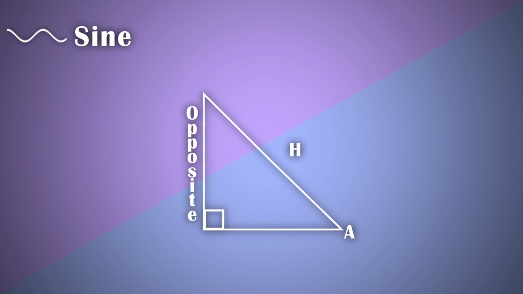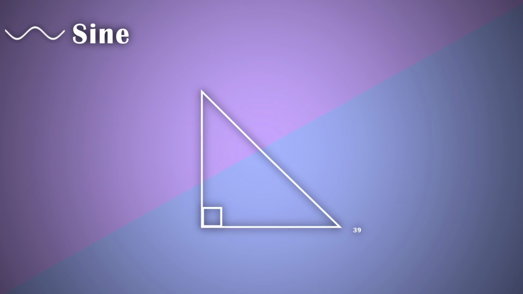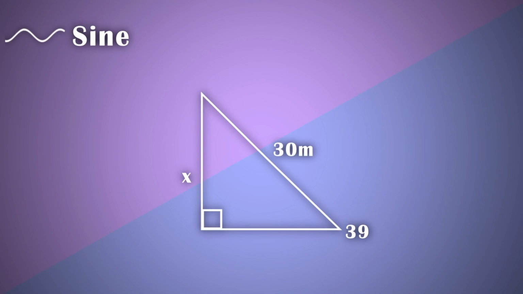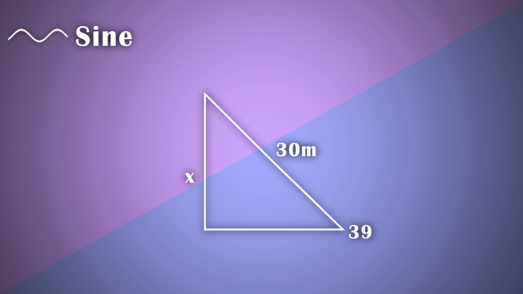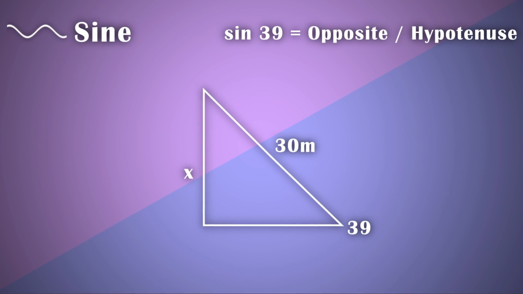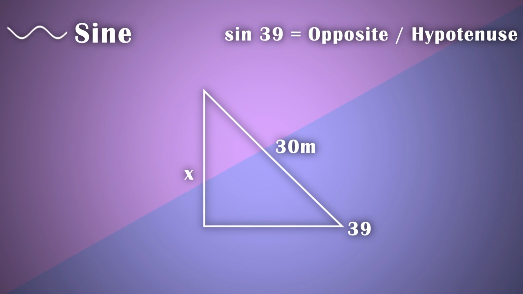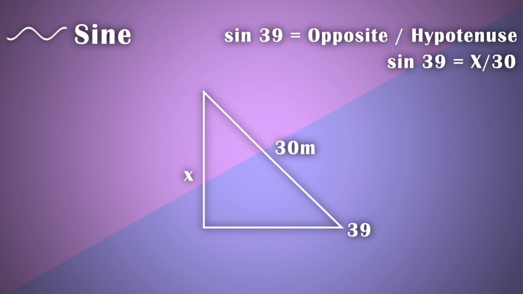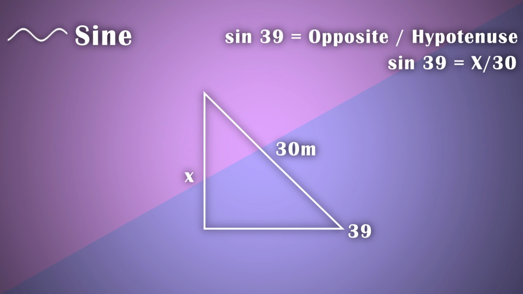We know the angle the cable makes with the seabed is 39 degrees, and the cable's length is 30 meters. And we want to know x, which is the distance down. Start with sine of 39 degrees, which is equal to opposite cathode over hypotenuse. Sine of 39 degrees equals x over 30. Swap the sides, and you have x over 30 equals sine of 39.